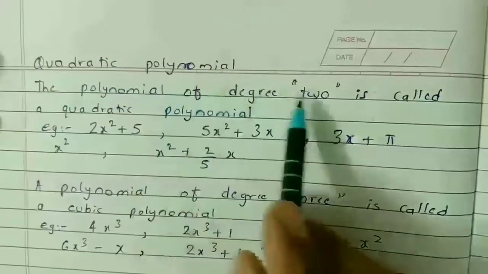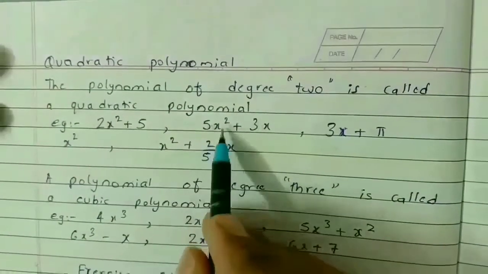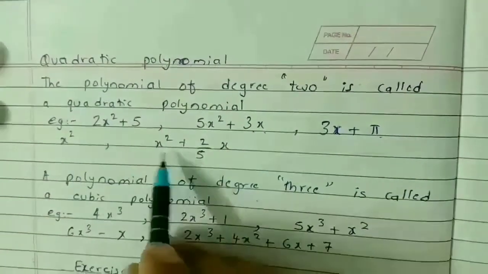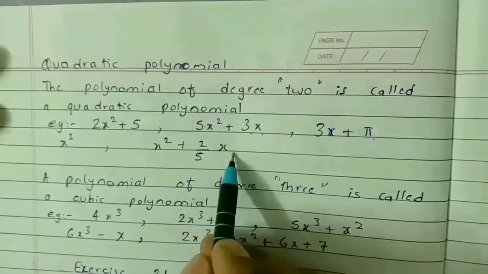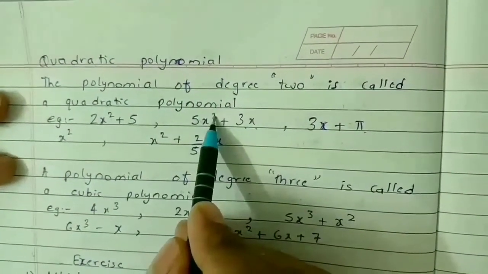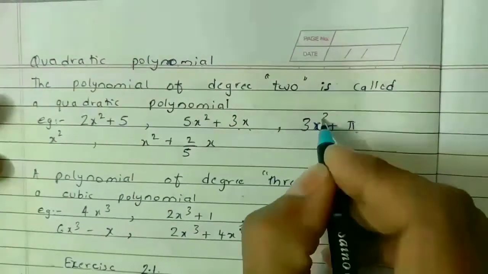So quadratic means 2. For example, 2x square plus 5, 5x square plus 3x, 3x square plus 5, x square plus 2 by 5x. All these have degree 2. So it's a quadratic polynomial.